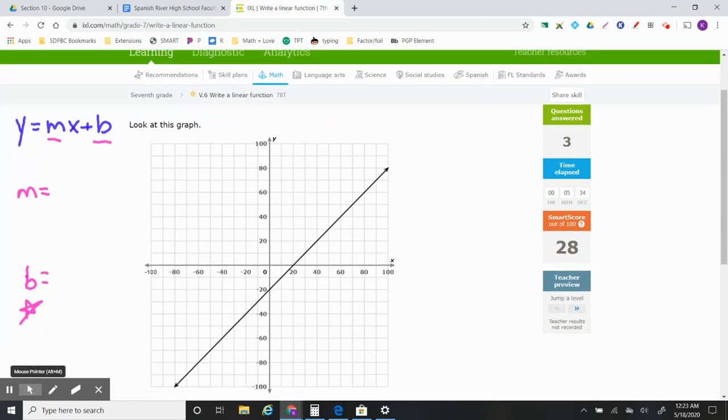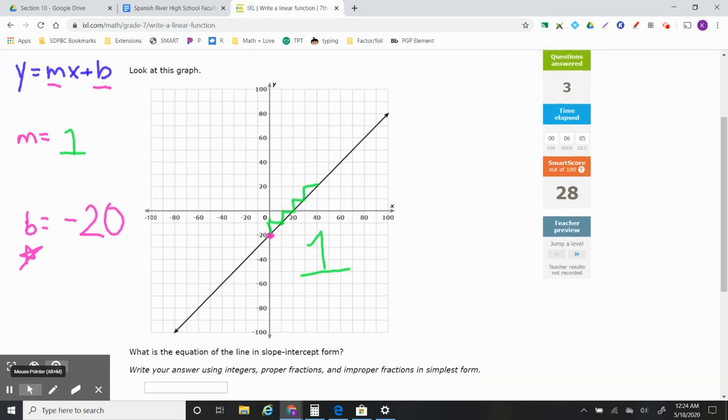So here I've got y equals mx plus b. Look for my slope and my y-intercept, starting with my y-intercept right here at negative 20. Then up one box, over one box, up one box, over one box, up one, over one, up one, over one. Slope of 1. So typing that in would be y equals 1x minus 20.